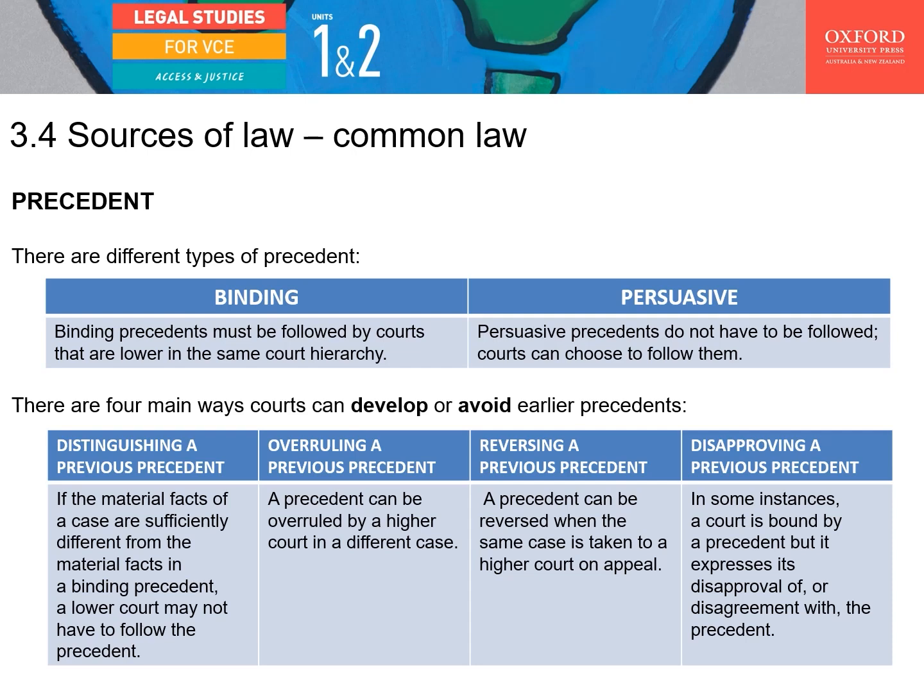There are four main ways that courts can develop or avoid earlier precedents, and those are outlined for you on screen now. If you're interested, I'd recommend having a read of those because it gives you a lot more detail as to how precedent functions. I'm not going to be testing you on those specific details right now. I wouldn't worry about that at the moment.